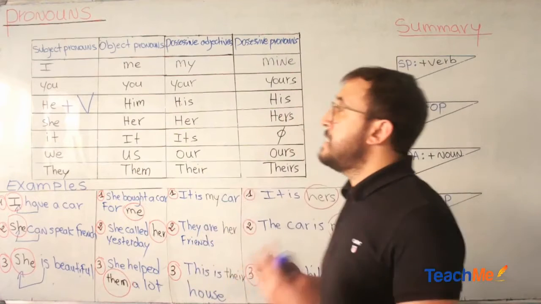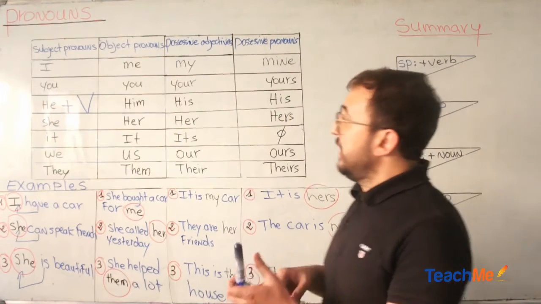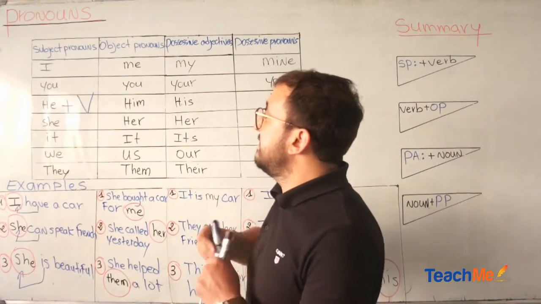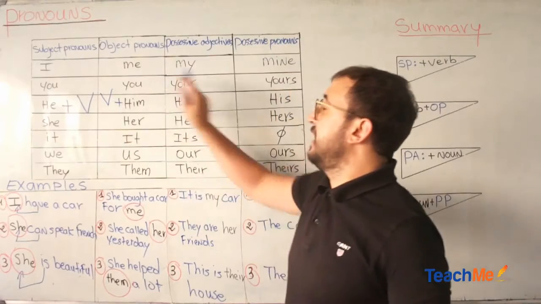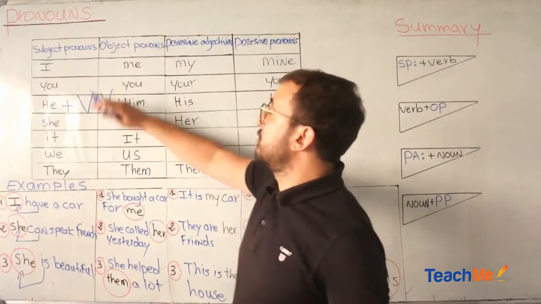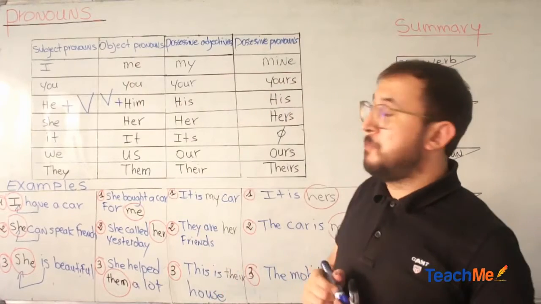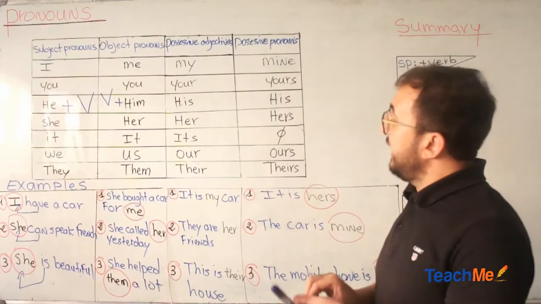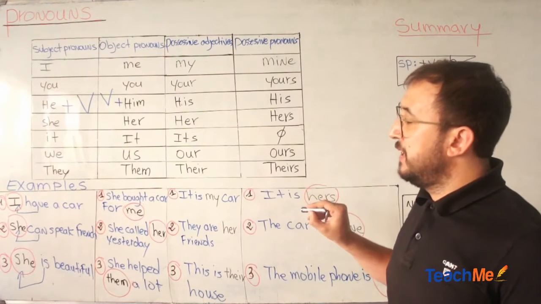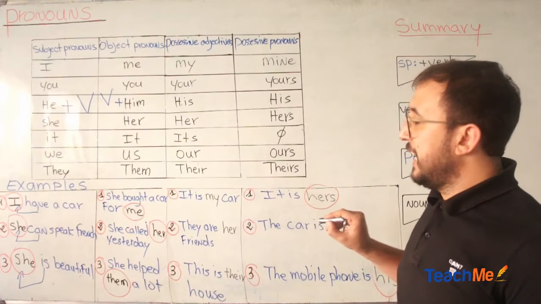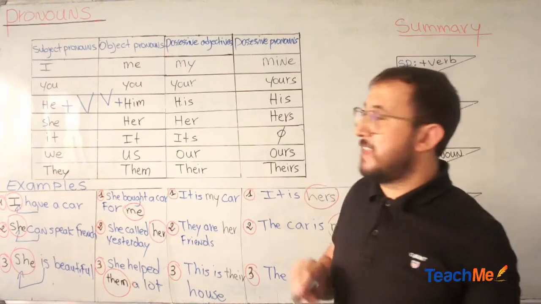Object pronouns. Me, you, him, her, it, us, them. So here they are always preceded by a verb. Always we have to put the verb here, not in the second place but the first place, right? So the verb should come before the object pronouns. For example, we can say in English, she bought a car for me. So the verb comes before. She called her. The verb comes before. She helped them. The verb comes before the pronoun, right?